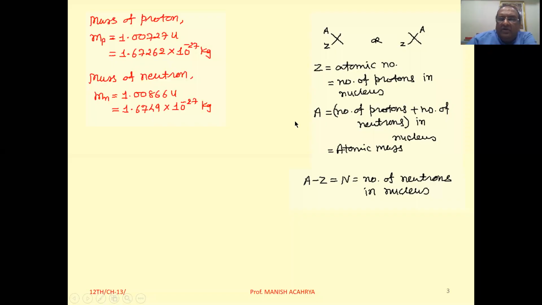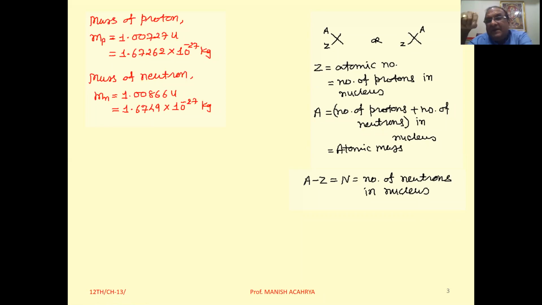Now, how is the nucleus of any element represented? See, the atomic number Z gives you the number of protons in the nucleus, and capital A, which we use for the atomic mass number, gives you the total number of nucleons. It implies the number of protons plus the number of neutrons in the nucleus. So if you take A minus Z, that will give you the number of neutrons in the nucleus.